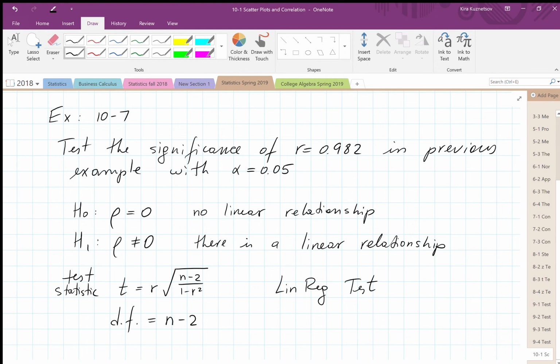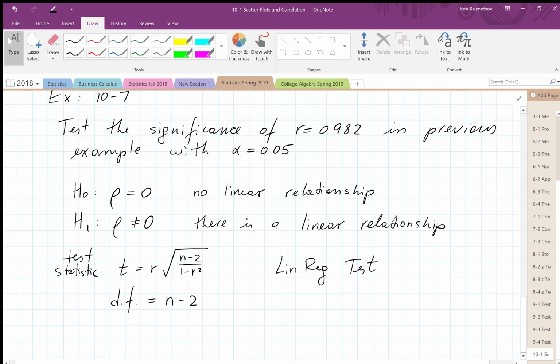Is it always a two-tailed test? No, it doesn't have to be a two-tailed test. You can say that there is a positive relationship, so you'll say rho is greater than 0, or there's a negative relationship, meaning rho is less than 0. But all of the tests that are run in this book happen to be two-tailed tests. So either there is a relationship or there is no relationship.